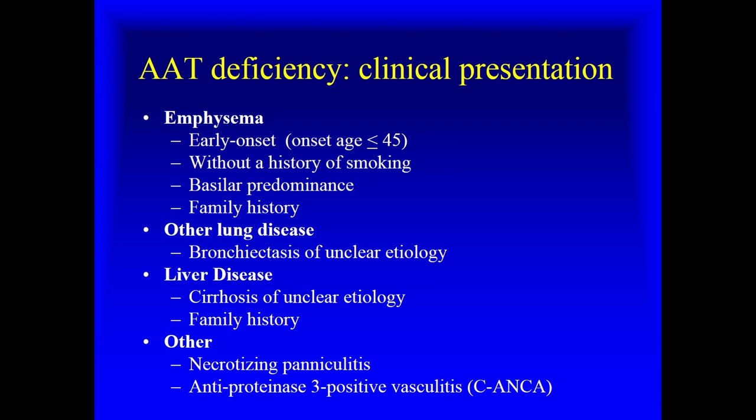Alpha-1 antitrypsin deficiency could lead to liver disease and cirrhosis, especially in patients with family history. Other manifestations include necrotizing panniculitis and antiproteinase 3 positive vasculitis, or C-ANCA positive vasculitis.